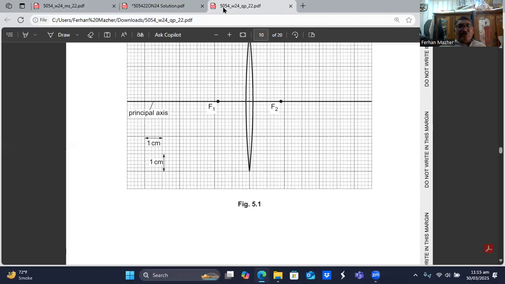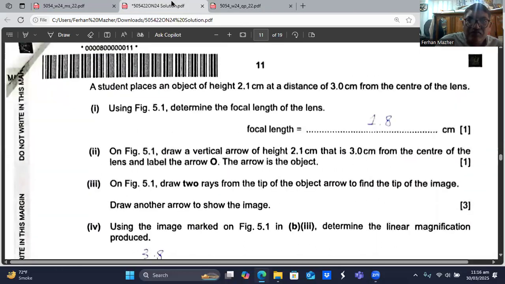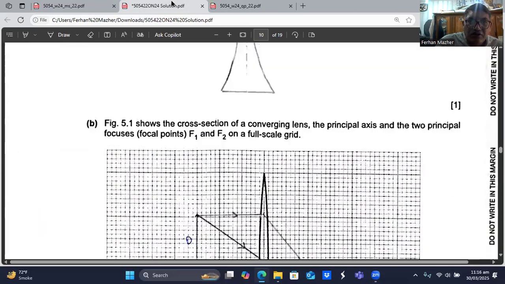Okay, then their question is, on the figure 5.1, draw a vertical arrow of the height 2.1 centimeter, that is 3 centimeter from the center of the lens, and label the arrow O. The arrow is the object. On the figure 5.1, draw 2 rays from the tip of the object arrow to find the tip of the image. Draw another arrow to show the image. Okay, so let me show you. Okay, so here we go.